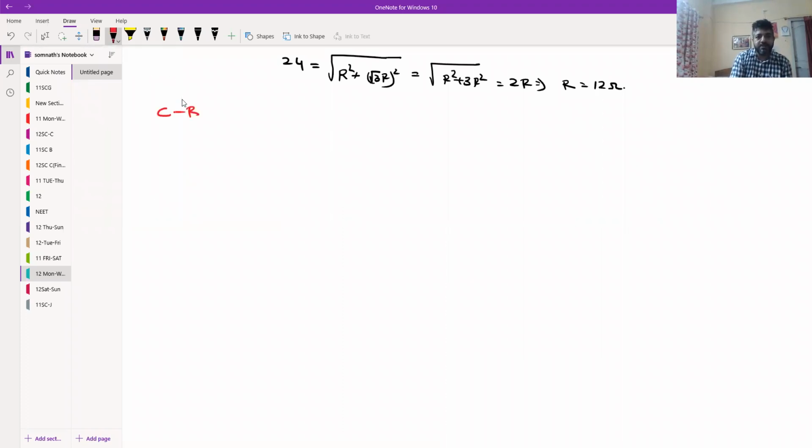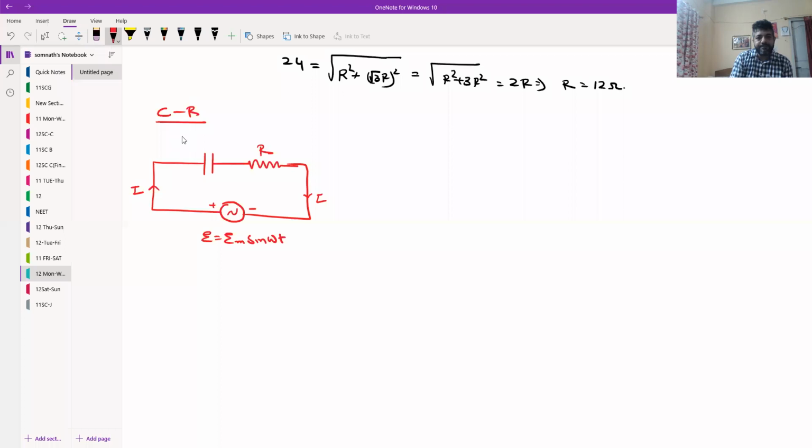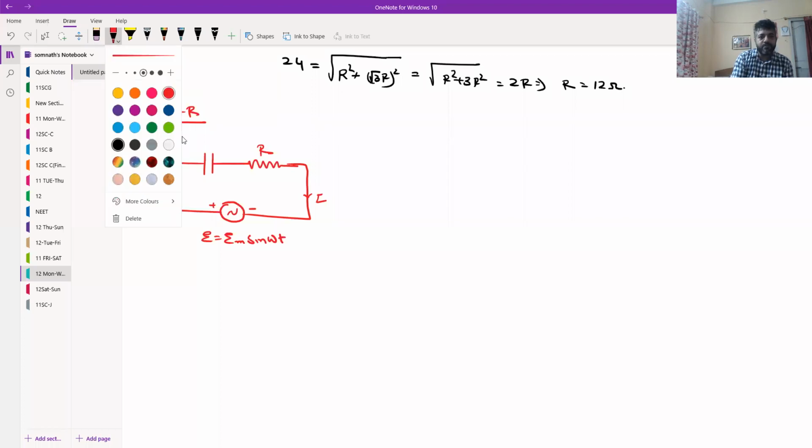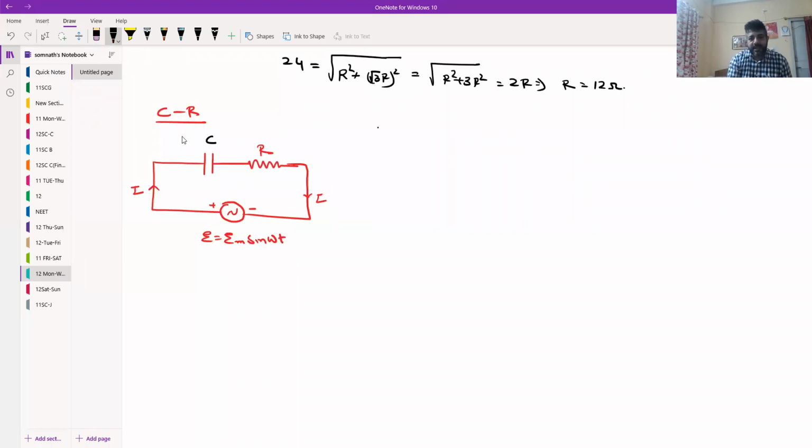CR circuit. I think all of you understand. You have a capacitor, you have a resistor, and you want to connect it with the input signal. So E equals EM sin omega t. This one is I. So now in this case, I can say XL is 0 and XC is 1 by omega C.